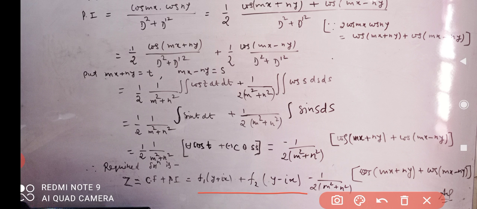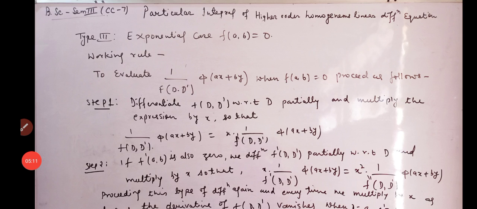So in this way we will solve the question of homogeneous linear differential equation of higher order. Now let us see another problem. Let's see the type 3. We have done the problem in the type 2. You all make some more problems from your book. Okay, so now I am going to discuss the type 3. What is the procedure and what is the working rule?